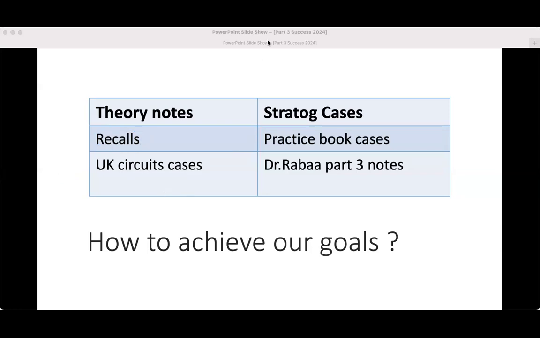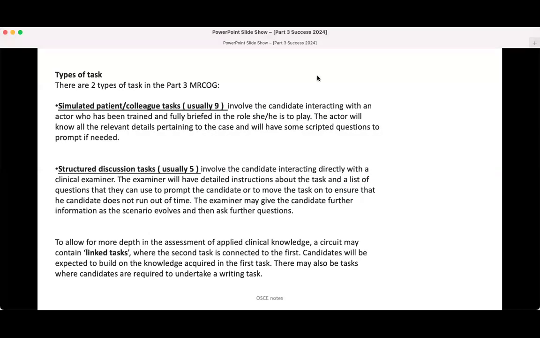So you have to show this to the examiners. Okay, so let's see the nature of the tasks that you have. The tasks that you have are either a simulated patient task or a structured discussion task. What is a simulated patient and what is a structured discussion?